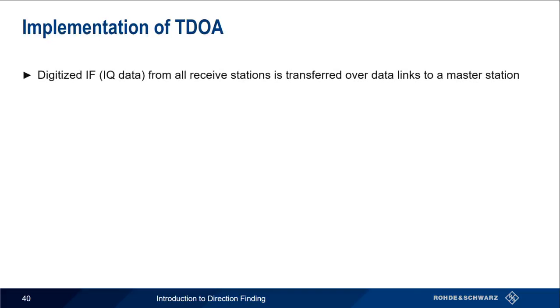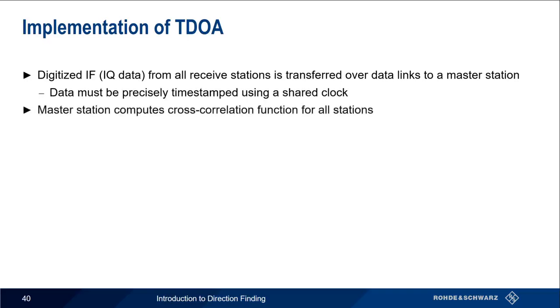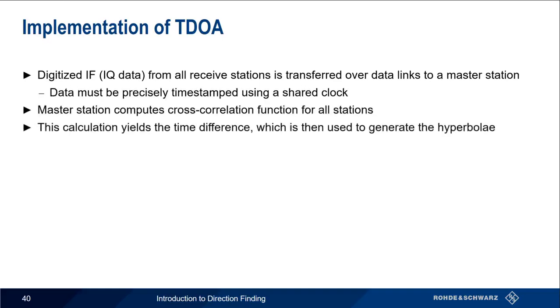A TDOA-based direction finding system is made up of a network of interconnected sensors and a master station. Received signals of interest are digitized, that is, converted to IQ data, and then transferred to the master station over some type of data link. Note that TDOA requires this data to be very precisely timestamped using a shared clock. In most implementations, this precise shared clock is provided by GPS. The master station then calculates cross-correlations using the data from each station, and the result of this calculation provides the time difference, which is used to draw the hyperbolae.